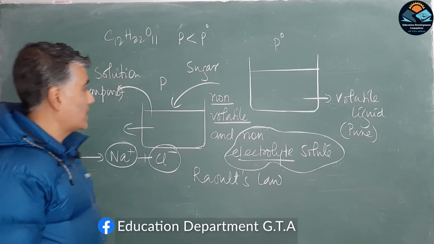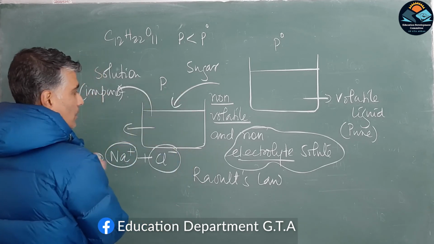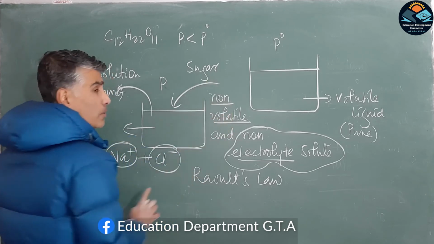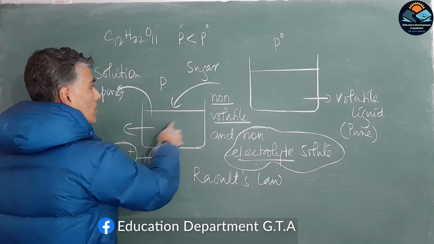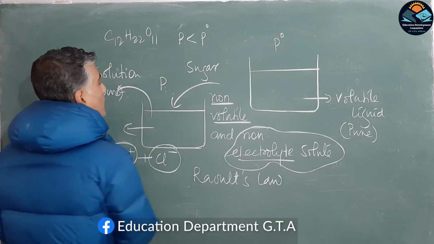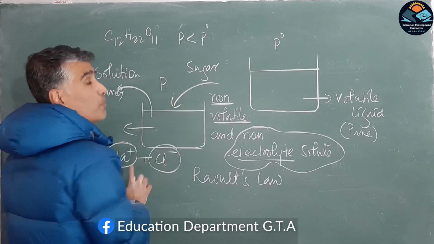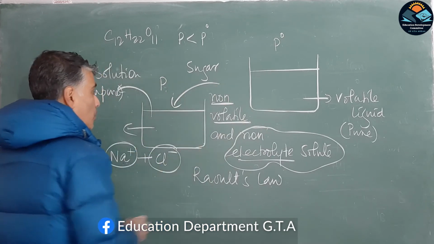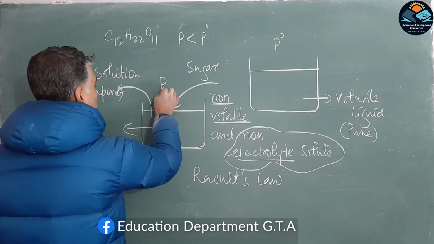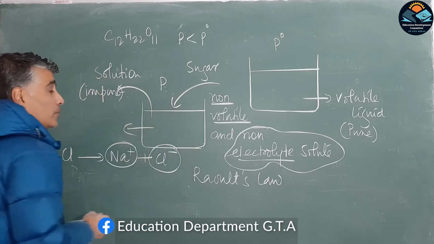So what does Raoult's law say? According to Raoult's law, the vapor pressure of this solution, remember, is it because of the solute or because of the solvent? It's because of the solvent, because the solute is non-volatile. So now it is the solvent which is forming vapor. Earlier also it was the solvent which was forming vapor, but then the solvent was pure. Now the solvent is not pure because we have added some impurity, that is sugar. So remember, the vapor pressure of the solution is nothing but the vapor pressure of the solvent only, because it is the solvent which is evaporating, not the solute.